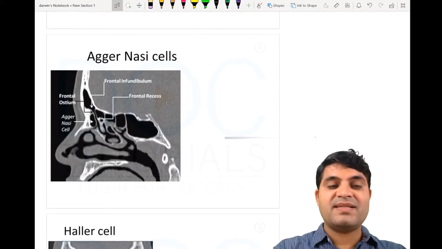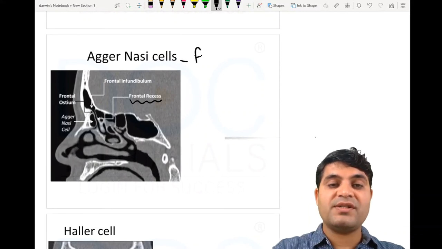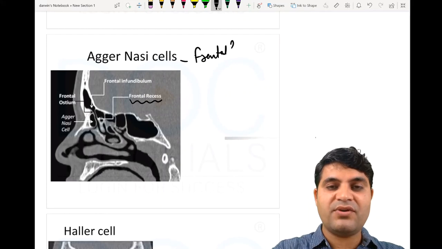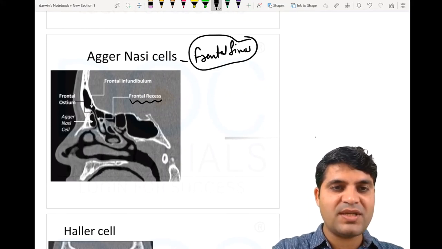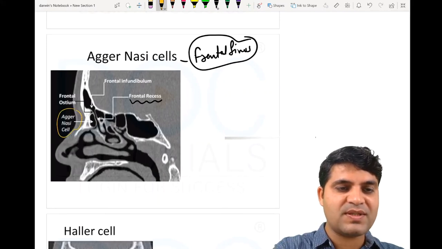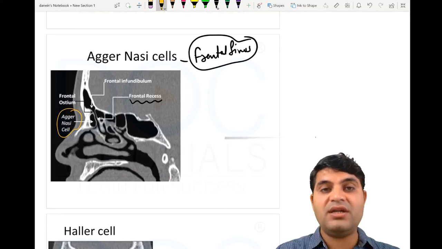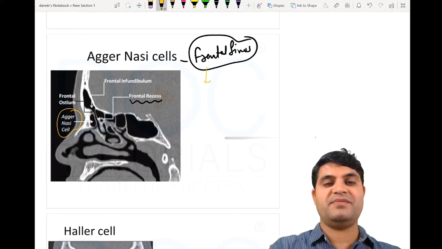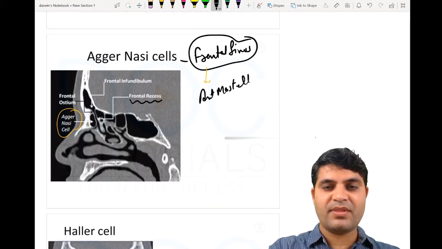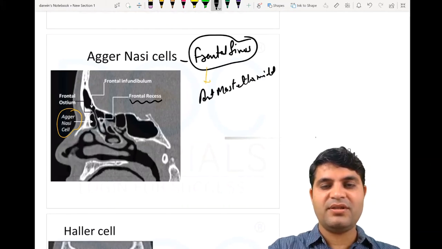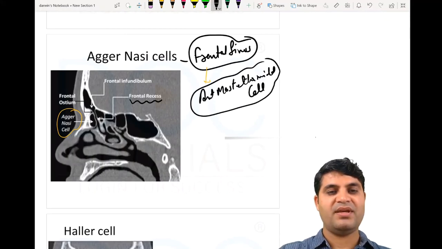So coming to Agger nasi cell. Agger nasi cell is described in relation to the frontal sinus. So just remember this single word, frontal sinus. Whenever you have to open the frontal sinus, you can see this Agger nasi cell; you have to open this cell first, and then you will be entering. So Agger nasi cell is the anterior most ethmoidal cell. Clear?